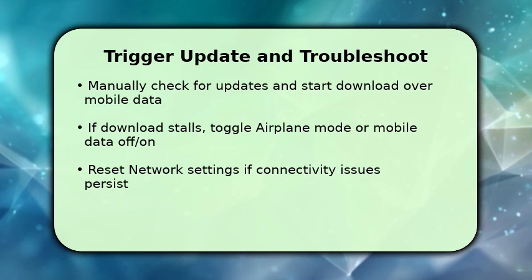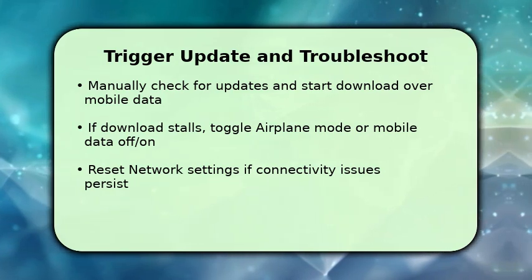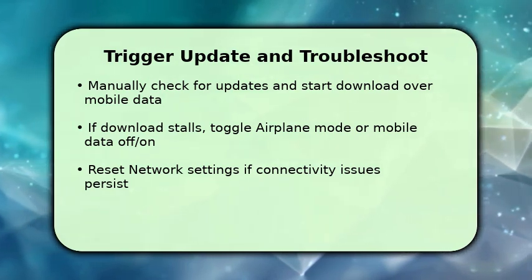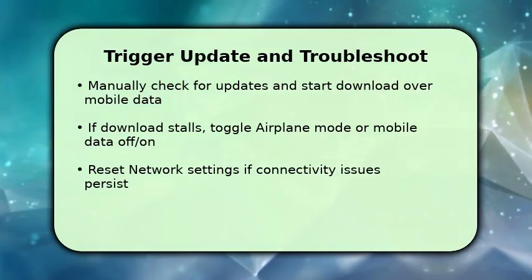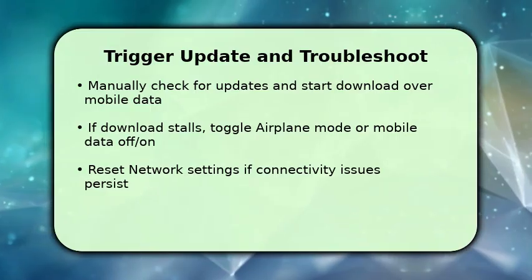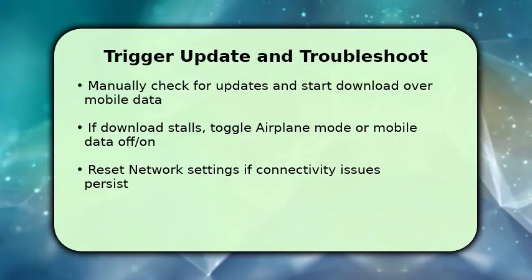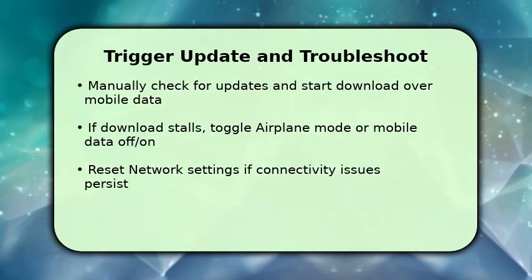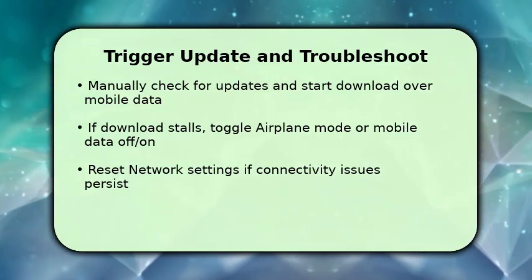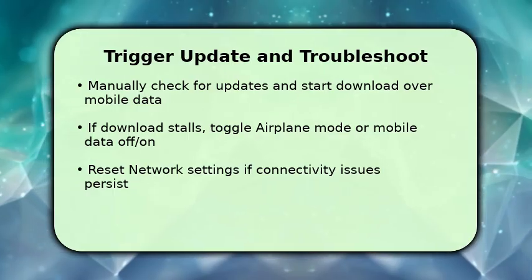If the download stalls, try toggling airplane mode or turning mobile data off and on to re-establish a fresh connection. Make sure to monitor data usage so you don't exceed limits. If problems persist, reset network settings from system settings. This clears corrupted profiles while keeping your apps and files intact, and then retry the update to complete the process.